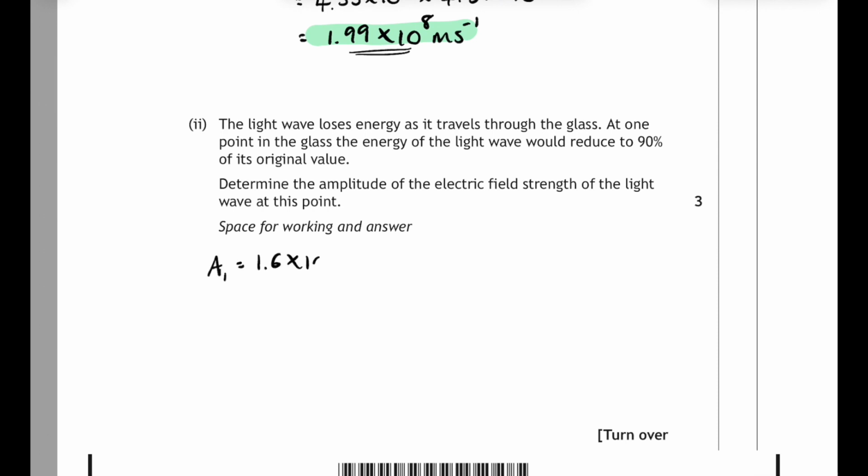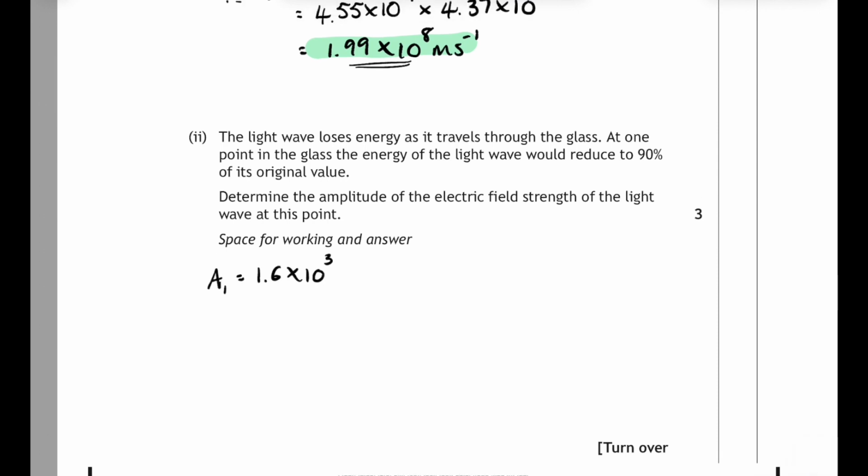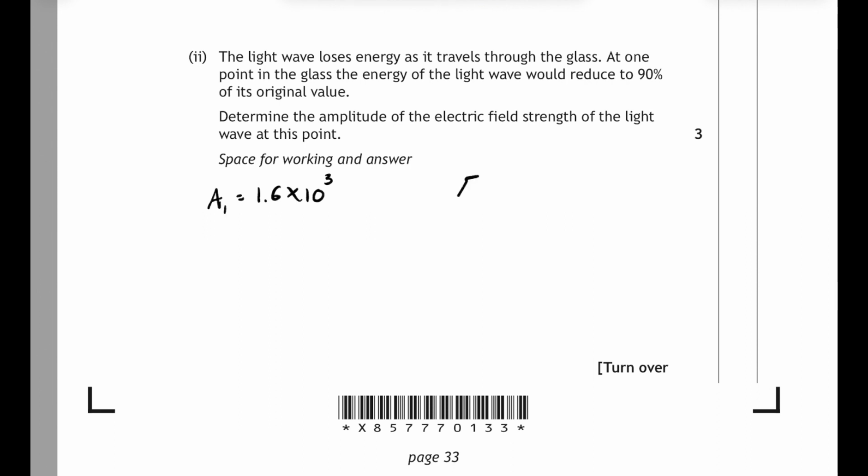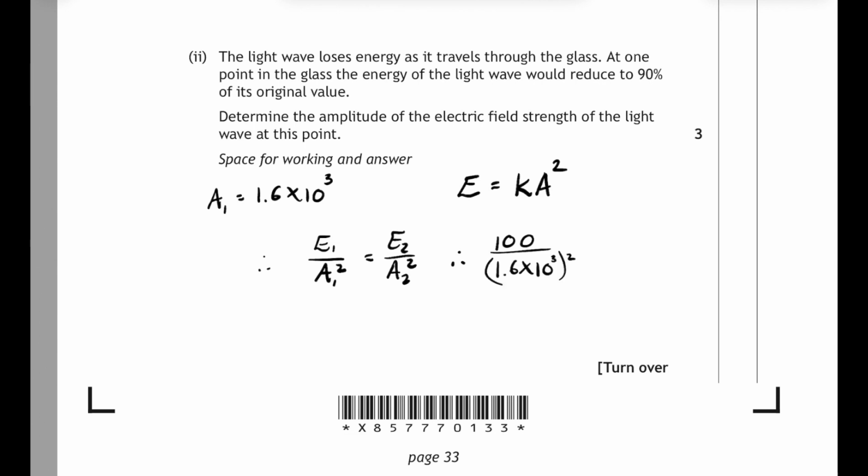But let's jot that down just to remind ourselves, and then straight to your relationship sheet. And the relationship for energy and amplitude of a travelling wave is E equals Ka squared. And we can use that in its alternate form. E1 over A1 squared is equal to E2 over A2 squared. And then let's sub in everything we know. So the initial energy would be 100%. That's when the amplitude was 1.6 times 10 to the 3. Don't forget to square it. And that will be equal to 90% over A2 squared.